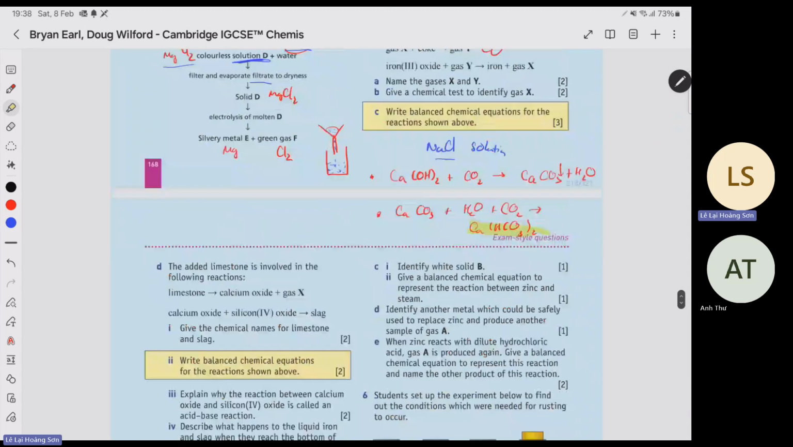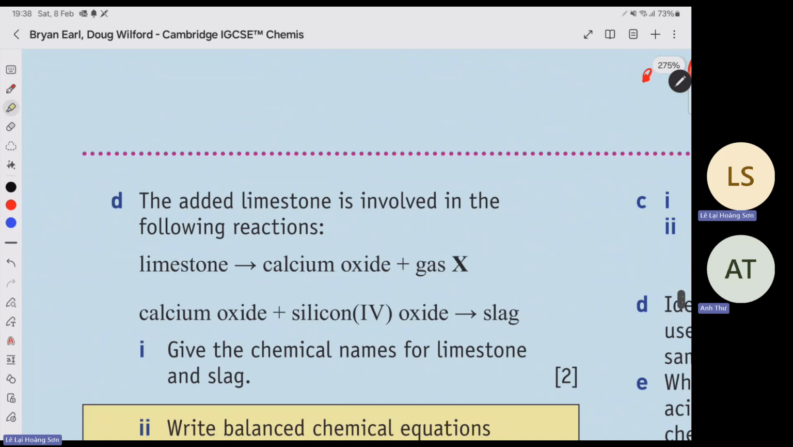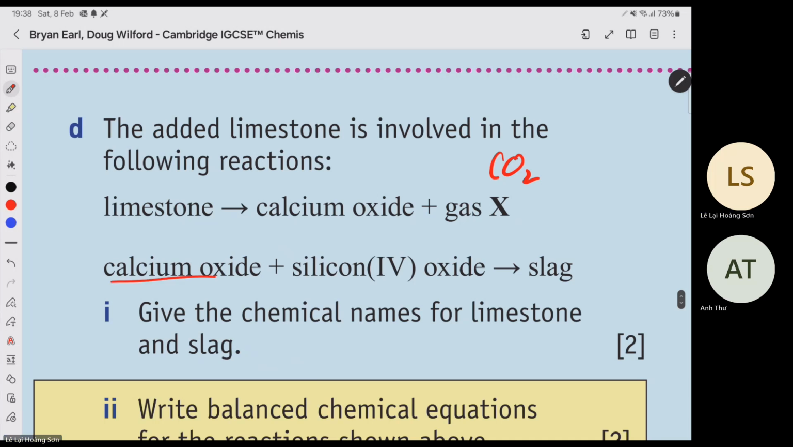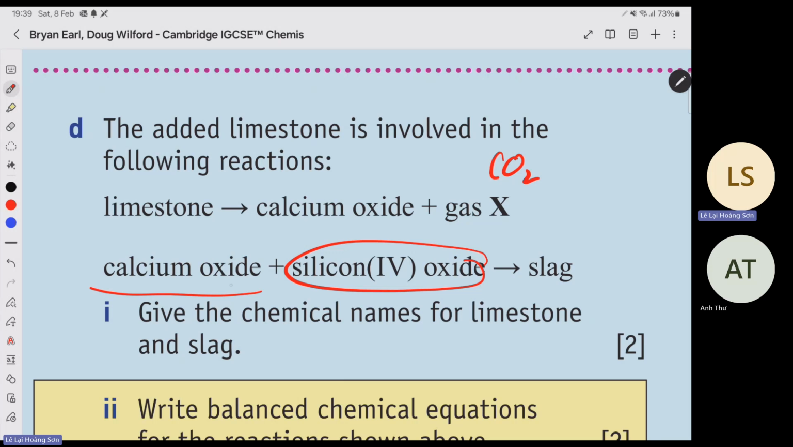Okay, let's continue. So we have limestone. This is the reaction in the blast furnace. The high heat generated from the combustion reaction between carbon and oxygen decomposes the limestone into calcium oxide and gas X. So gas X is essentially CO2, right? And we have silicon dioxide, which is one of the impurities we usually have when you extract iron, because when we collect the ore, there will be a lot of silicon dioxide mixed with the solid.